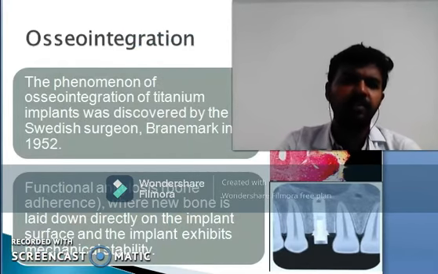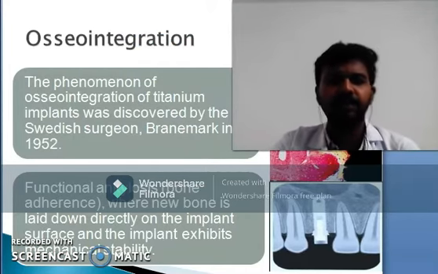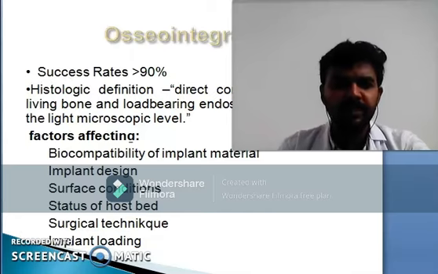Osseointegration: the phenomenon of osseointegration of titanium implants was discovered by Swedish surgeon Branemark in 1952. Functional definition: new bone is laid down directly on the implant surface and the implant exhibits mechanical stability. Success rate should be more than 90%. Histological definition: direct connection between the living bone and the load-bearing endosseous implant at the light microscopic level.